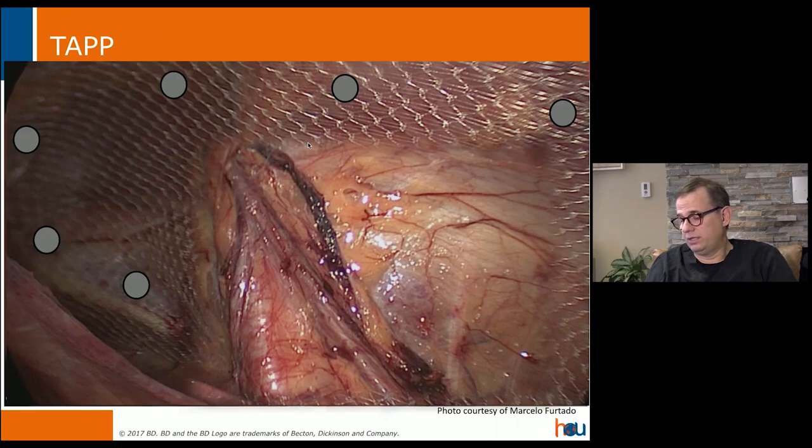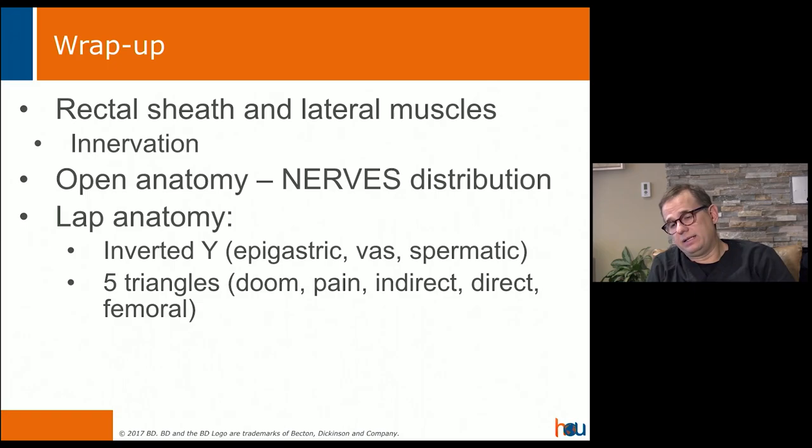So to wrap up this anatomical review, we need to understand how the rectus abdominis is composed with anterior and posterior sheath and the lateral muscles and their fiber setup. The innervation is very important. The intercostal nerves run between the transverse and the internal oblique. Understand the open anatomy, all the ligaments and the innervation as well, that's important. And the lap anatomy or posterior anatomy, the inverted Y, the anterior posterior division of the field, and the five triangles. So thank you for your attention on this lecture.